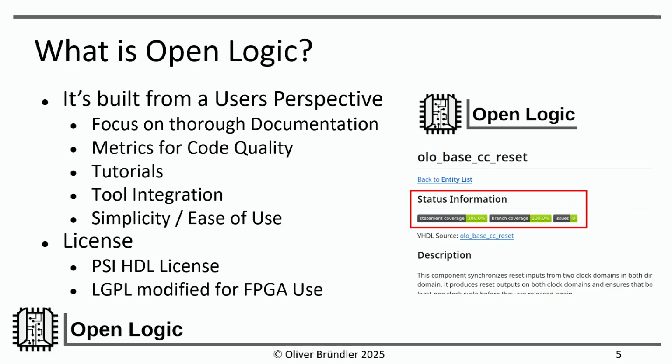License-wise, always an important topic for open source projects. OpenLogic is under the PSI HDL license. That's a modified LGPL license with a small annex that explicitly allows you to deliver bit streams, to deliver hardware with bit streams on it under your own terms. So OpenLogic is published with the mindset that you can use it in industrial projects without any copyleft to your code. The only important restriction is that you have to publish changes to OpenLogic itself, but you don't have to publish your code.